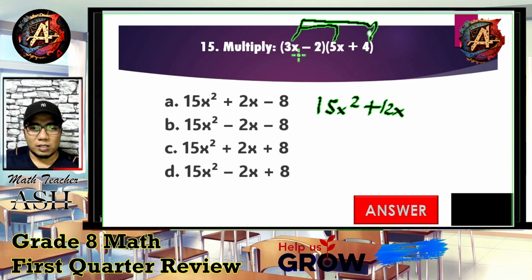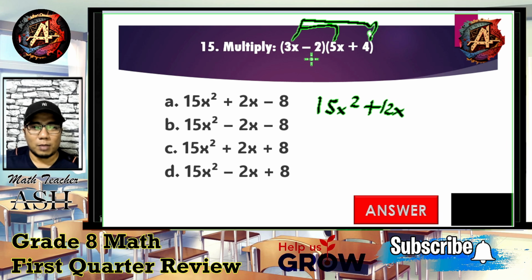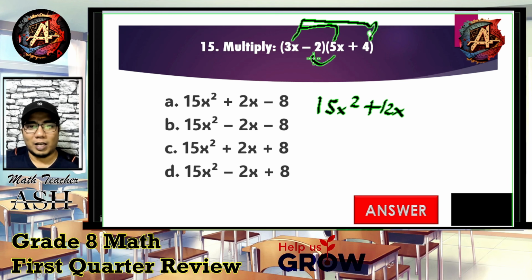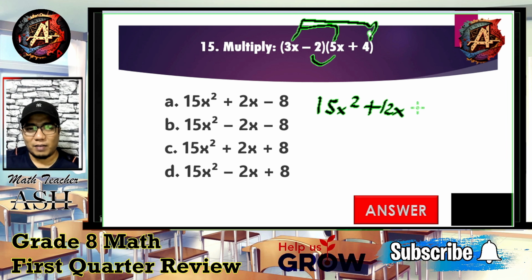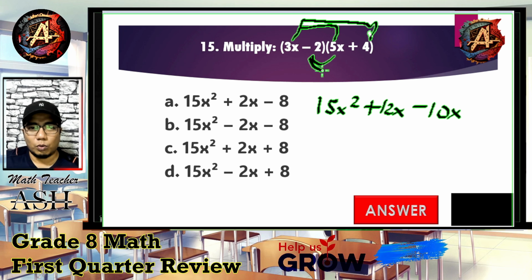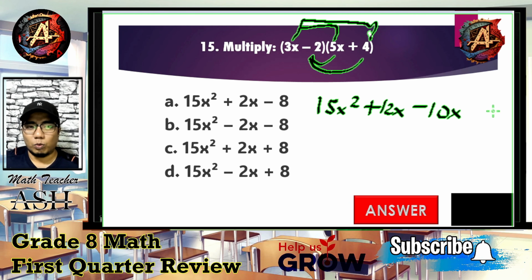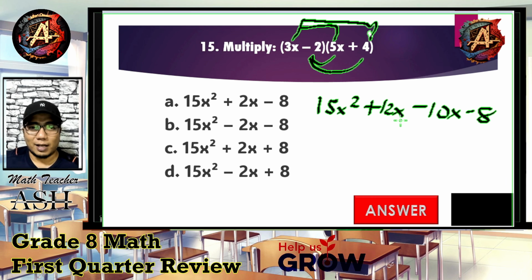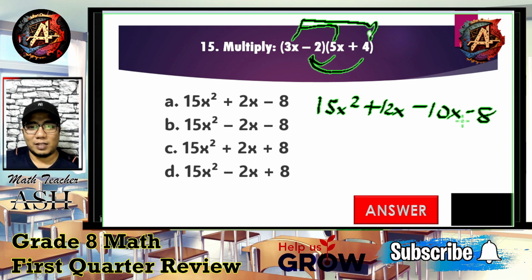Then, since we are finished with the first term of the first binomial, we now go to the second term. The second term will be multiplied to the first term of the second binomial, which is also known as the inner terms. So negative 2 times positive 5, that would be negative 10x. And finally, we have negative 2 times positive 4, that would give us negative 8. So therefore, we just simplify this because for the middle terms, we can combine like terms for the second term and the third term because they have the same variable.